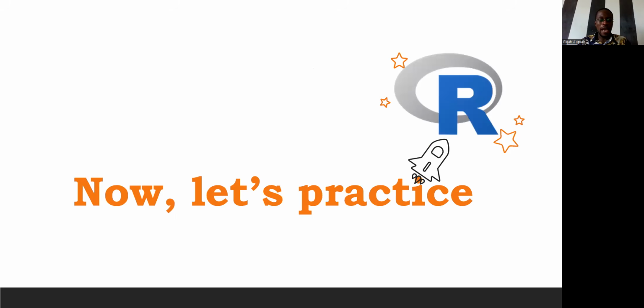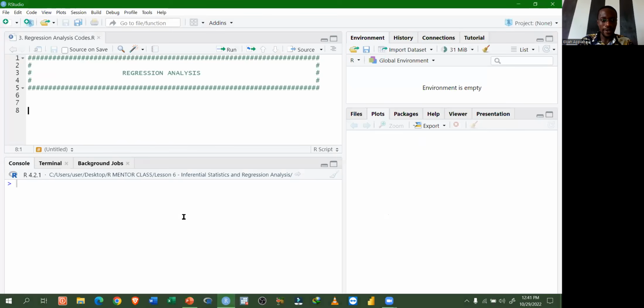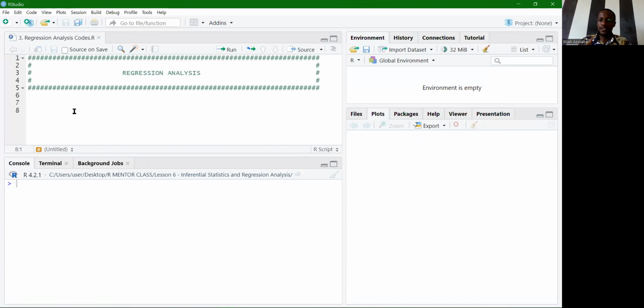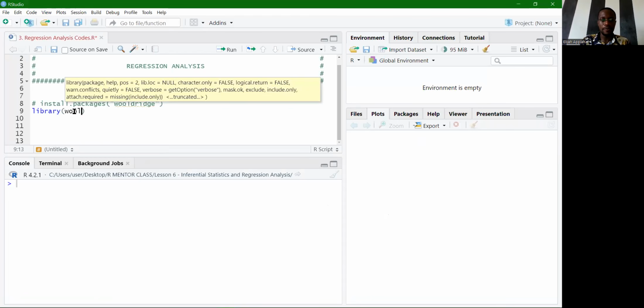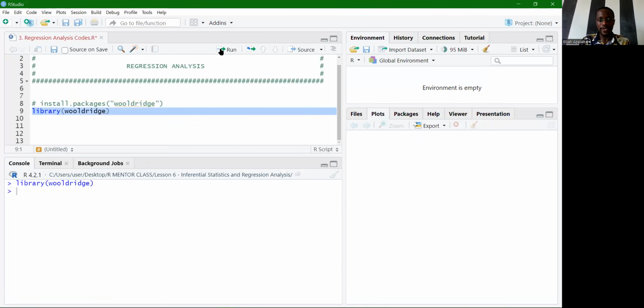So let's go and practice that. We go right into R. The data where we can get the wage and the years of education happens to be in a package called the wooldridge package. So we have install.packages, and then we install the wooldridge package. I already have it installed, so I would go ahead and use the library function, pass the wooldridge package in there, highlight that line of code and run it.